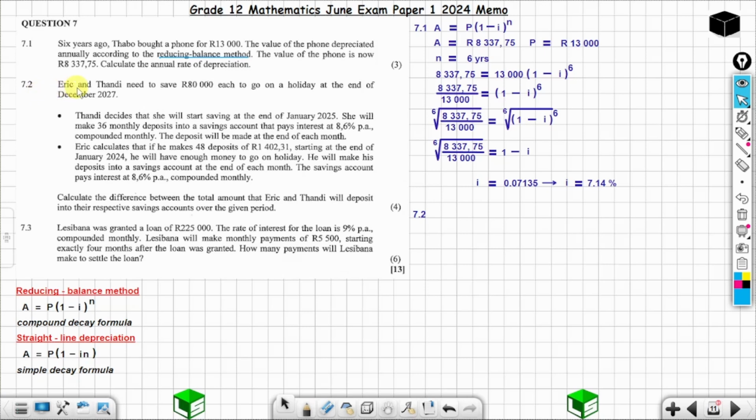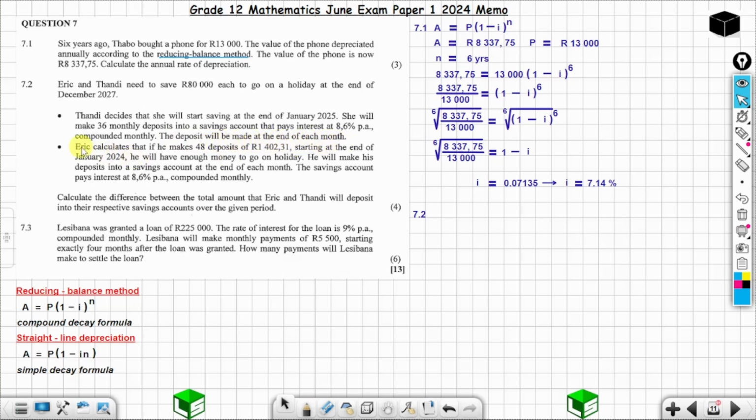Now question 7.2. Eric and Tandy need to save 80,000 rand each to go on a holiday at the end of December 2027. Tandy decided that she will start saving at the end of January 2025. She will make 36 monthly deposits into a savings account that pays interest at 8.6% per annum, compounded monthly. The deposit will be made at the end of each month.